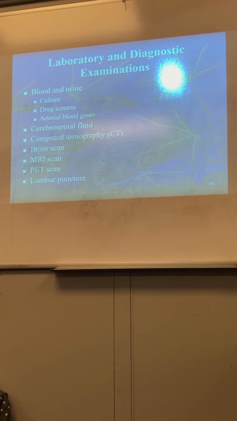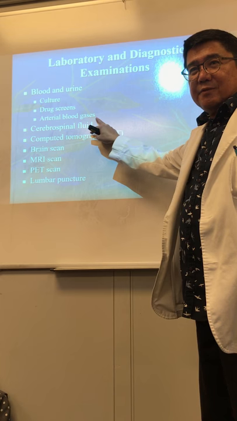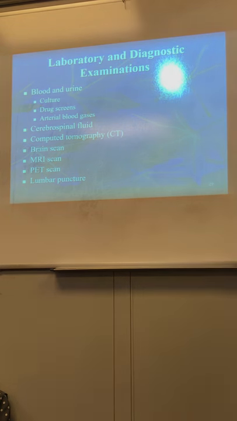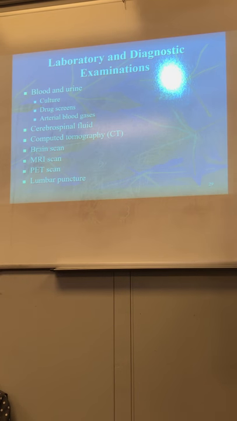Then, laboratory tests that you could do: blood and urine cultures, drug screens. For all you know, the neurologic symptoms are caused by an overdose of drugs or maybe even alcohol. ABG, did we discuss ABG before? Yes, I told you about the alkalosis, the tic-tac-toe method, right? There was a video of that. Then you have the CSF.